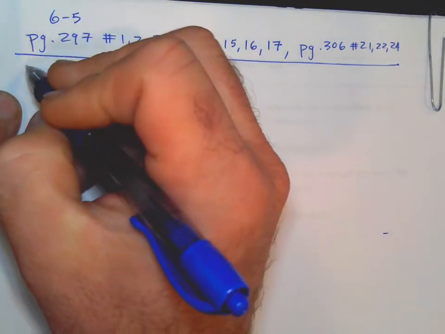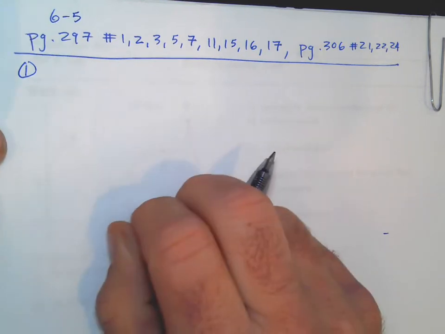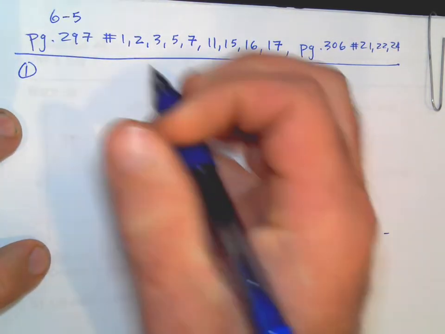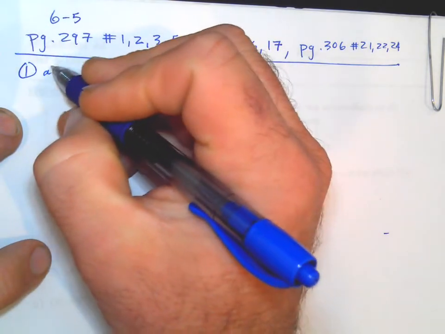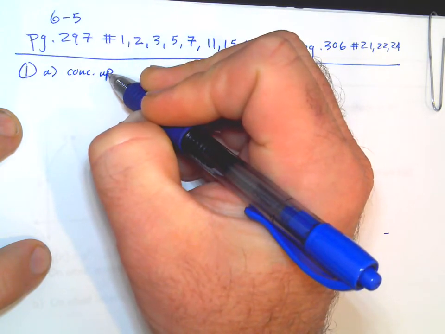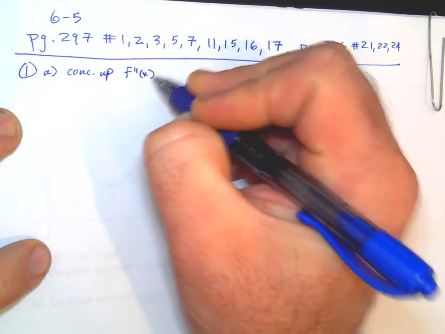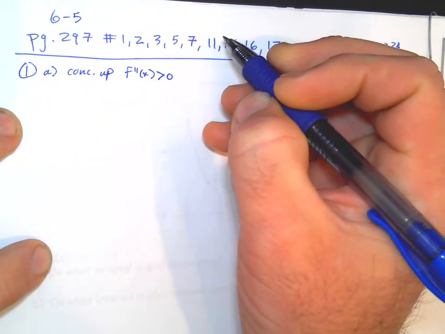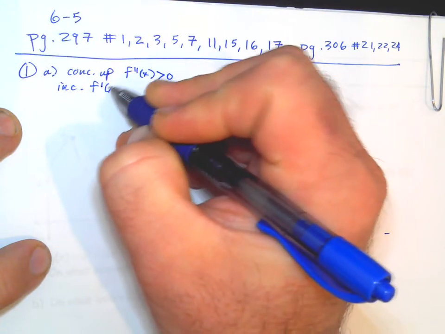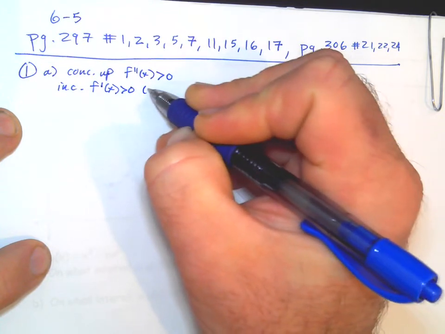So a lot of the first problems were just drawing pictures. It says in each part sketch the graph of the function f with the stated properties and discuss the signs of f prime and f double prime. So part A was a function that is concave up, which means that f double prime is positive. It's also increasing, so f prime of x is positive on the interval negative infinity to positive infinity.